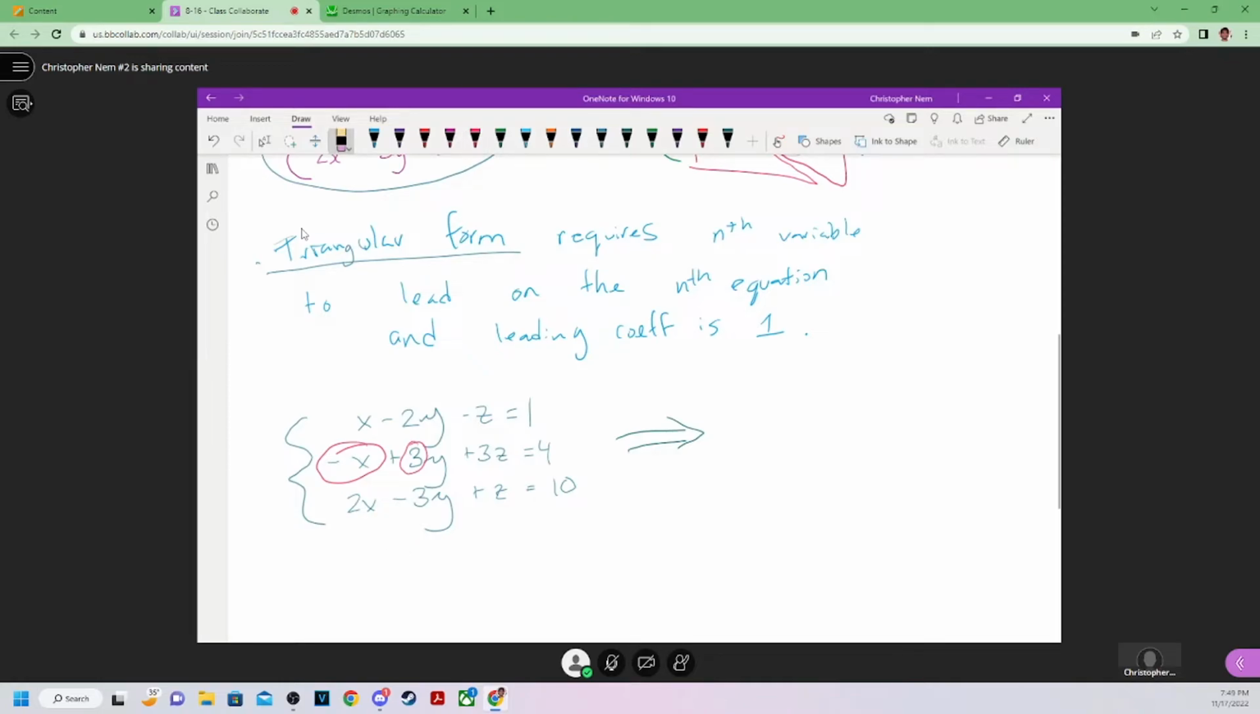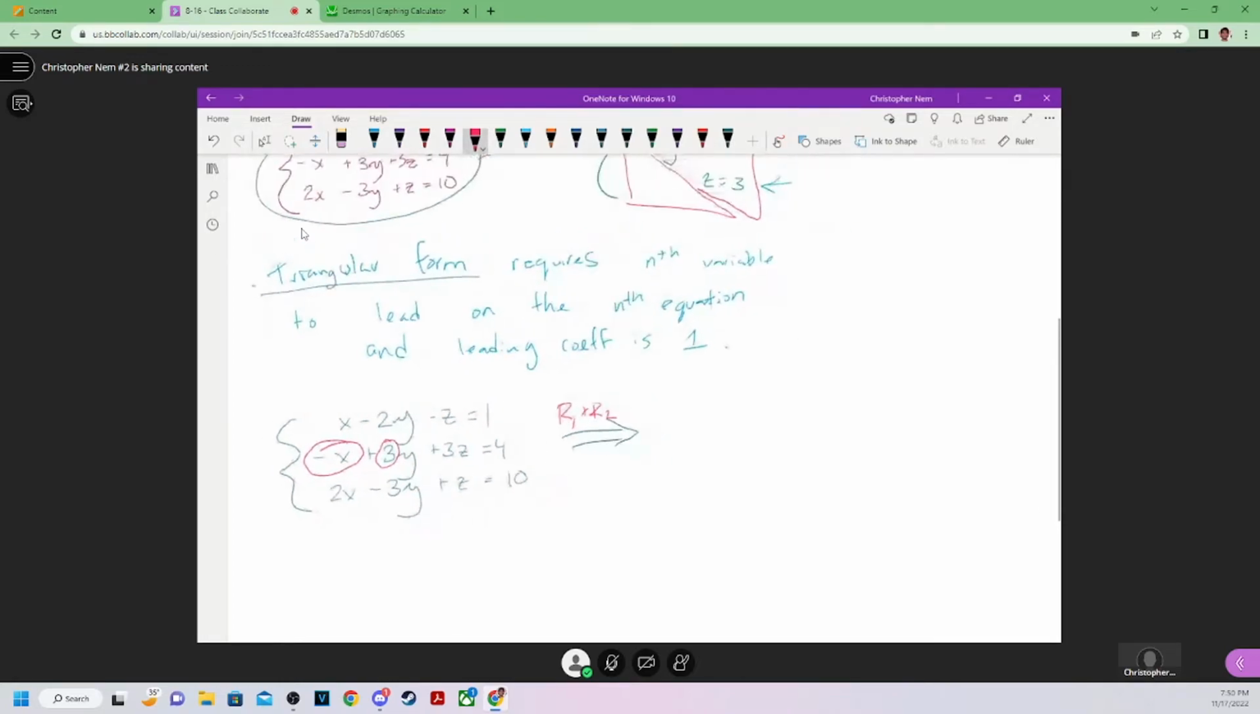I need to get rid of negative x somehow. How can I get rid of negative x? Well, what I can do here is add row 1 plus row 2. If I do that, because I need to get rid of negative x, which means I need to add a positive x. And notice row 1 has a positive x. So if I add those two together, the x's should be gone. So if I add them together, the first row stays the exact same. I didn't change anything. I'm going to put this in row 2.